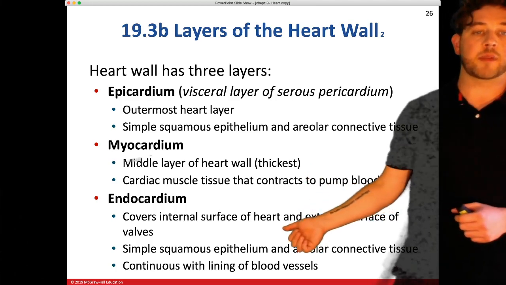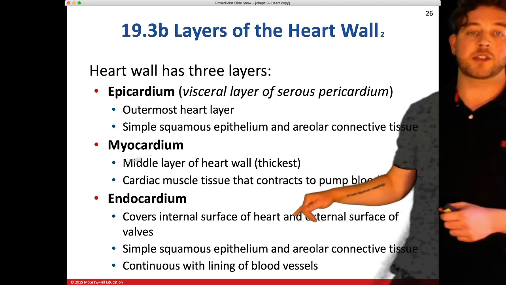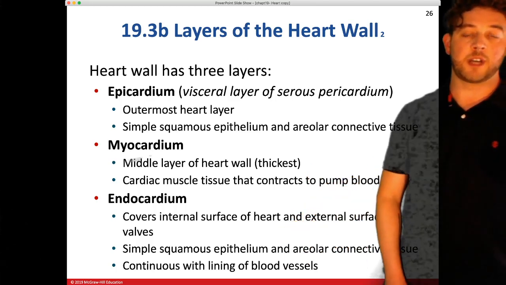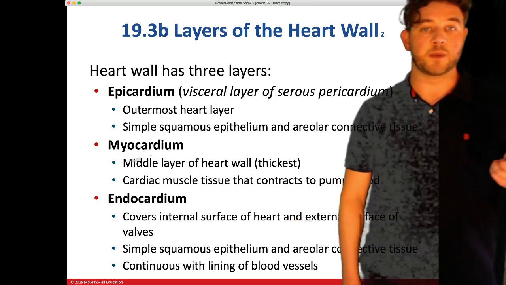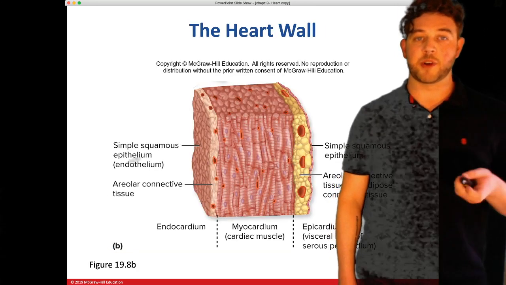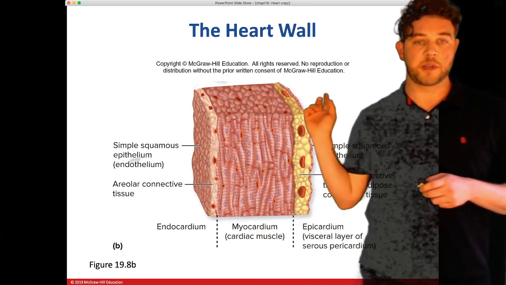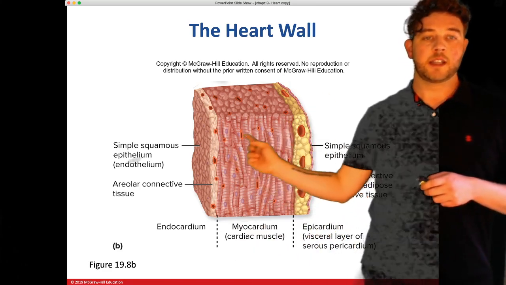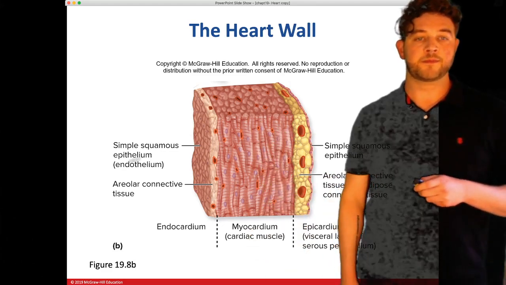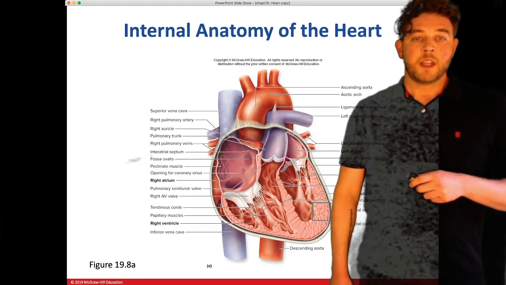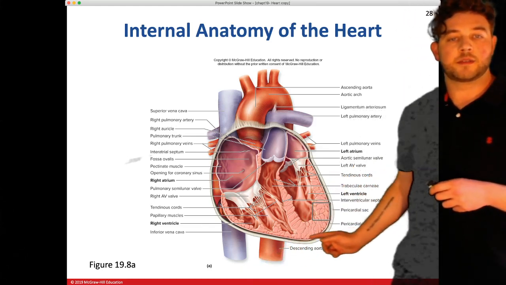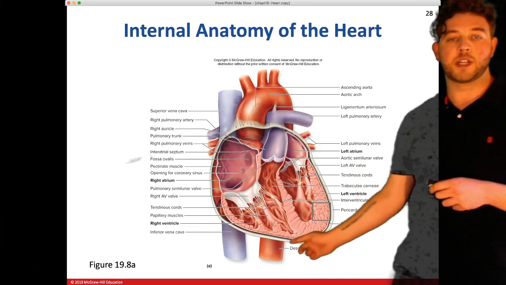And then your endocardium covers the internal surface of the heart and external surface of the valves. It's continuous with the lining of blood vessels, of the vena cava and the aorta, as well as the arteries and veins coming to and from the heart. There's just another depiction of the heart wall. Again, you can see this thickened myocardial layer with that cardiac muscle tissue. There, again, is just another depiction. You can see this thickened side of the left ventricle that's pointing towards the apex.